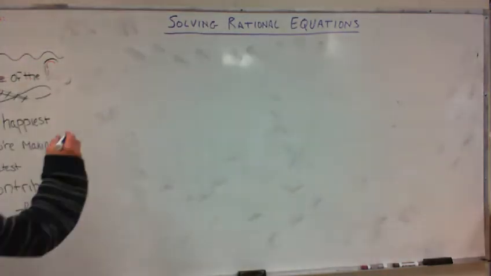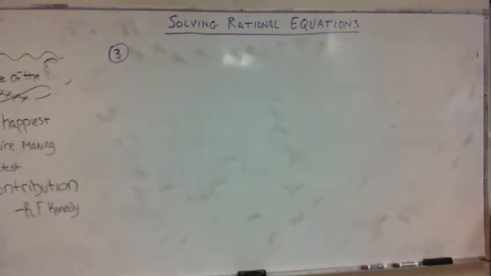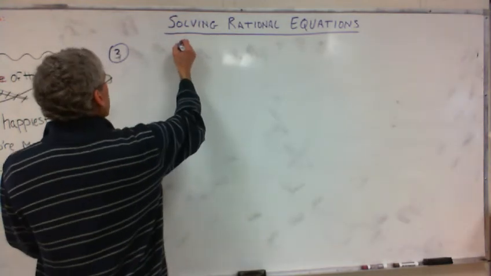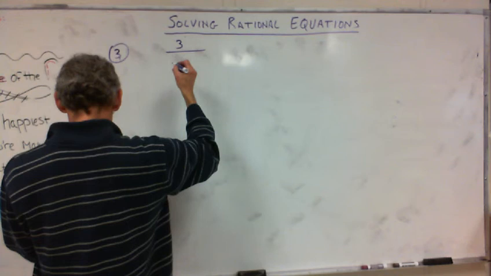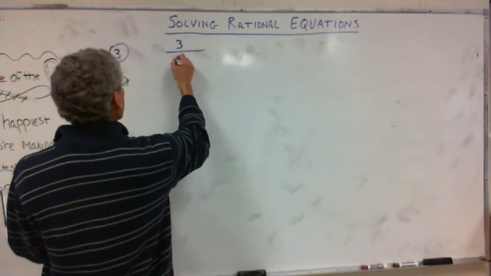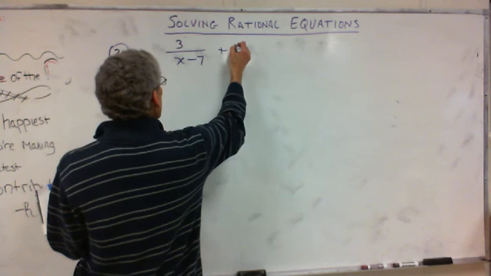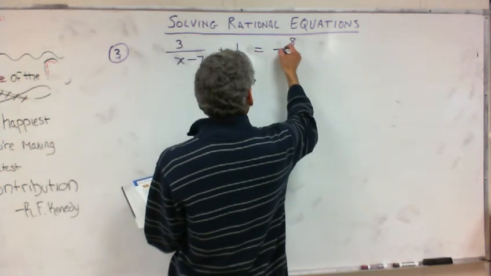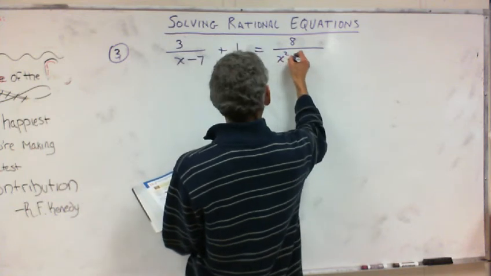So this is now example number 3. Gary, write it a few inches past the number. Okay, so here we go. We've got 3 over x minus 7, plus 1 equals 8 over x squared. So you should be writing this down.